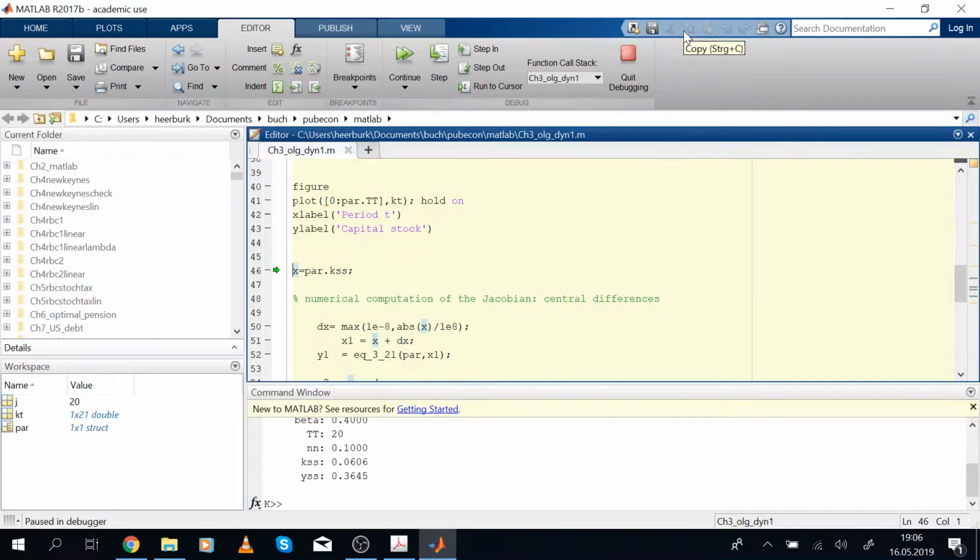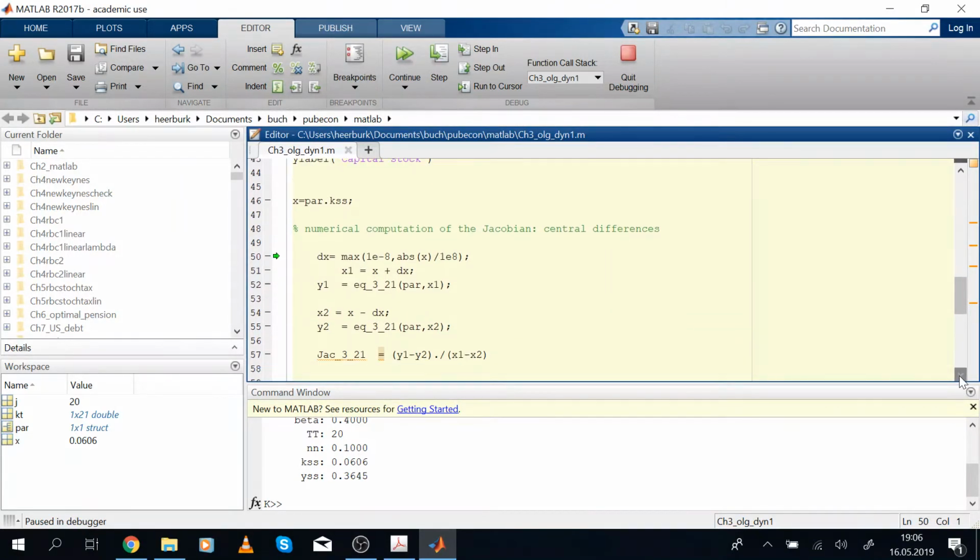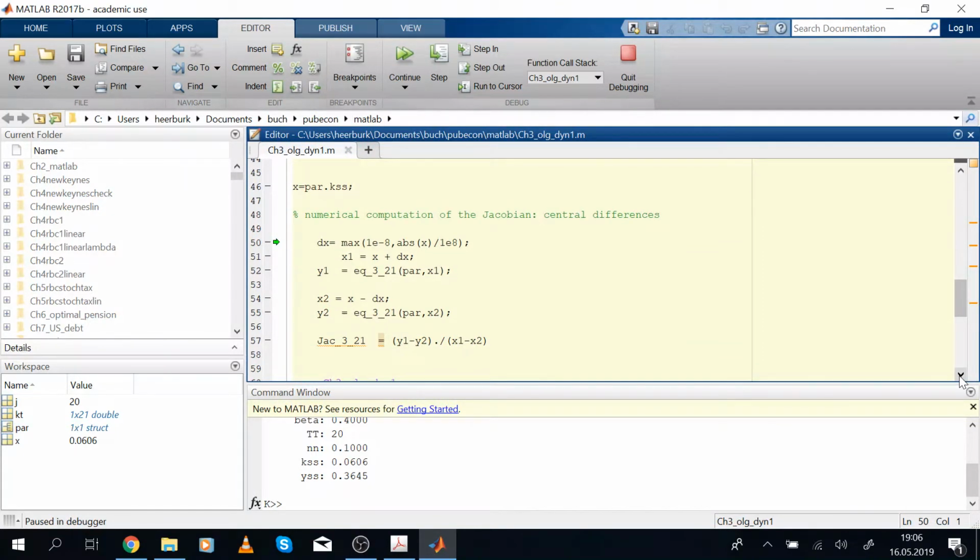Let's go to the second part where we compute the derivative of the first order nonlinear first difference equation, and check for the stability. For this, the derivative in steady state must be smaller than 1 in absolute value. So let's assign the steady state capital stock value 0.0606 to our variable x and compute the derivative in steady state as the slope of the secant.